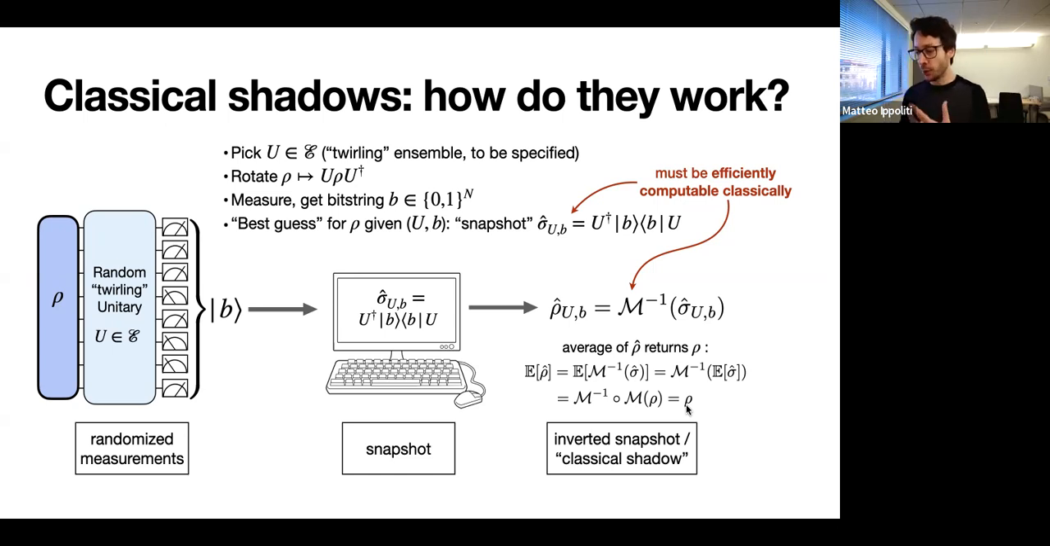However, what I really want to avoid is having to actually aggregate these inverted snapshots into forming an explicit description of rho. That's exactly what I don't want to do, because it's going to be exponentially big and I won't be able to use it for anything. So I want to find a way of answering questions about rho directly from my inverted snapshots without having to throw them all together and average.